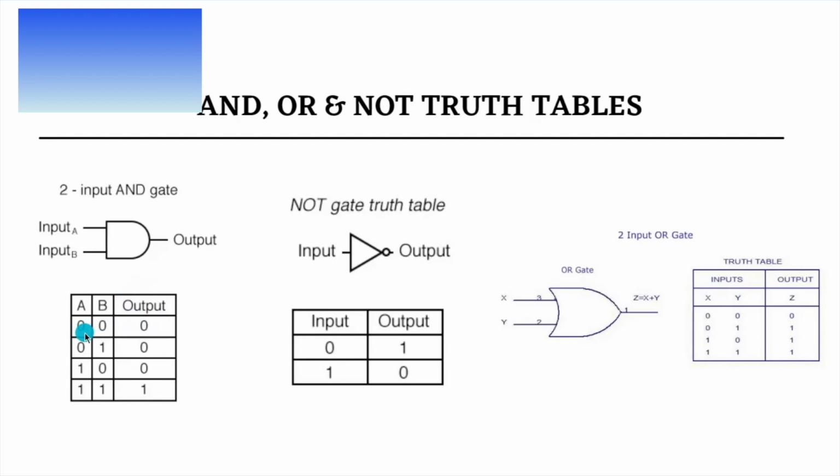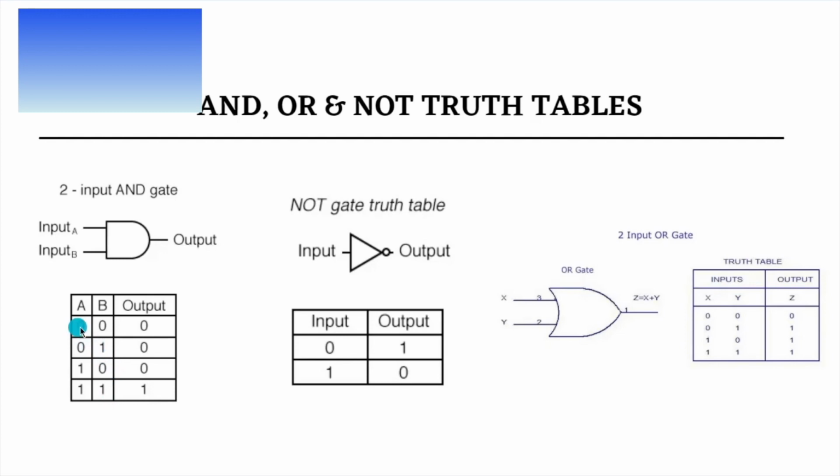Okay, so there are two inputs, so 2 power 2 is 4. We have a total of 4 different combinations. In mathematics you have learned permutations and combinations and probability, right? If we have two inputs, we have a total of 2 power 2 outputs, so that is 4. So 0 0, 0 1, 1 0 and 1 1 are the total possibilities.